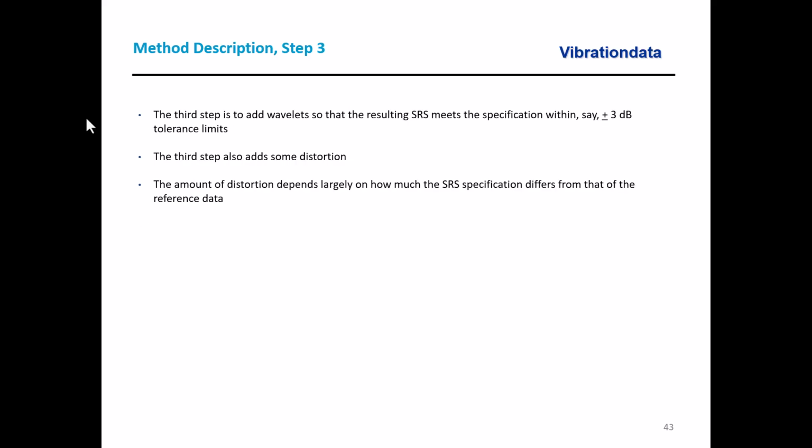So the third step is to add in extra wavelets so that the resulting SRS meets the specification within, say, plus and minus 3 dB tolerance limits. Well, let's try and do better than that. Let's see if we can get within plus and minus 1 dB tolerance bands, or tolerance limits. So the third step, adding these additional wavelets, is going to cause some extra distortion that we're going to accept. And the amount of distortion depends largely on how much the SRS specification differs from that of the reference data. That's reference data being our source accelerometer time history.